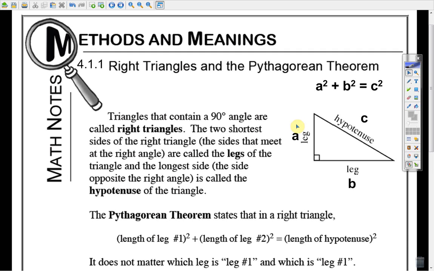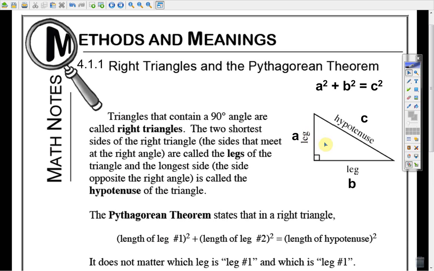Triangles that contain a 90-degree angle are called right triangles. The two shortest sides of the right triangle, the sides that meet at the right angle, are called legs of the triangle, and the longest side is called the hypotenuse. Traditionally, the legs are labeled a and b, and the hypotenuse is labeled c. So the equation is a squared plus b squared equals c squared.